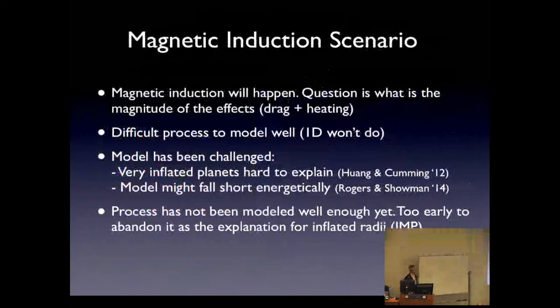So here's my summary slide on this whole magnetized atmosphere business. I could give a whole lecture or even two on just that topic because it's pretty heavy. So magnetic induction in those atmospheres will happen. The question is, what is the magnitude of the effect? In terms of the drag, how much you can drag the winds and how much you can heat up the planet. And they go hand in hand with each other, right? You get two effects from the same process. It's a difficult process to model well.